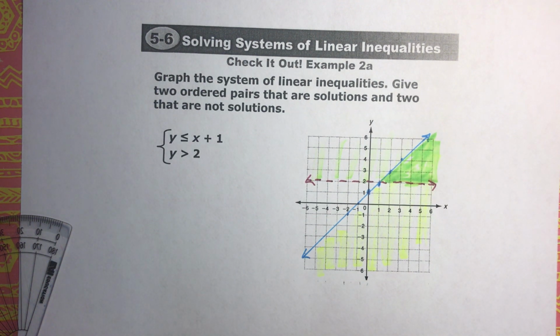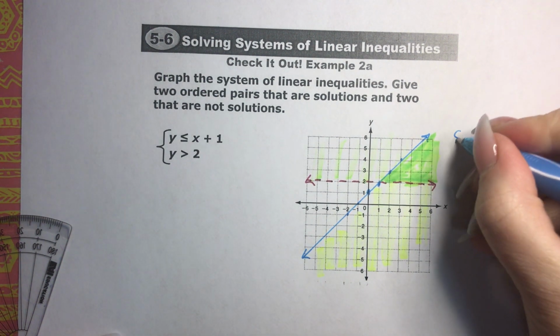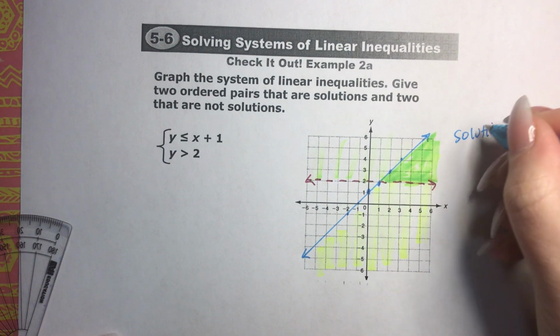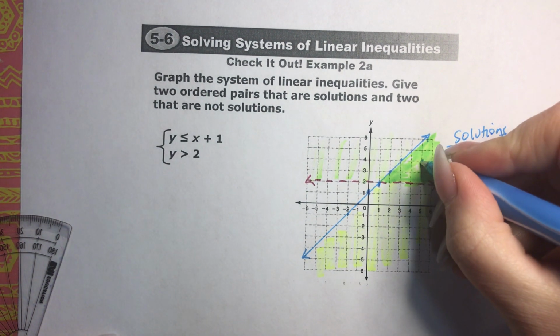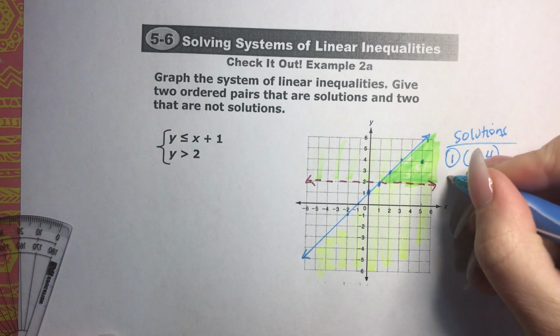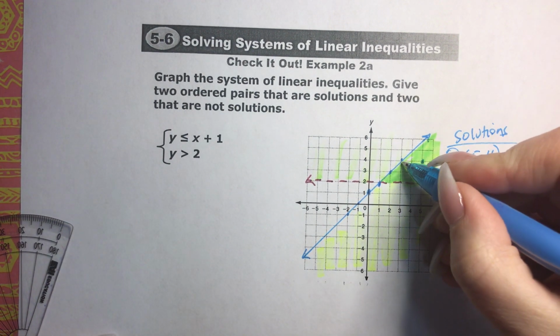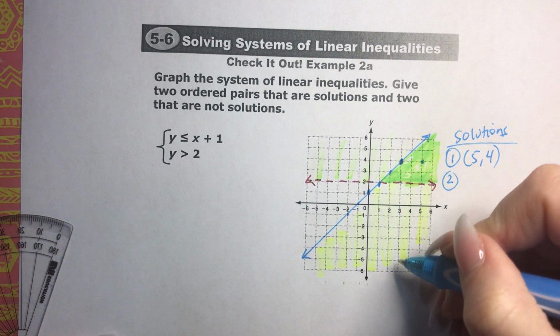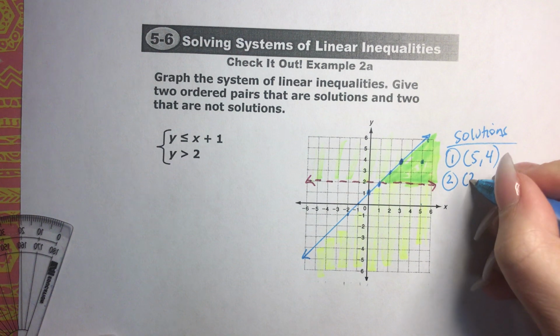So we just need to go ahead and list those solutions. So 2 of them, right? So I'm gonna pick 2. This one's gonna be my first one, 5, 4. And then I'm gonna try to pick another one that's tricky, which would be something right on this line, because it includes the line, right? And it's in that region. So that would be 3, 4.